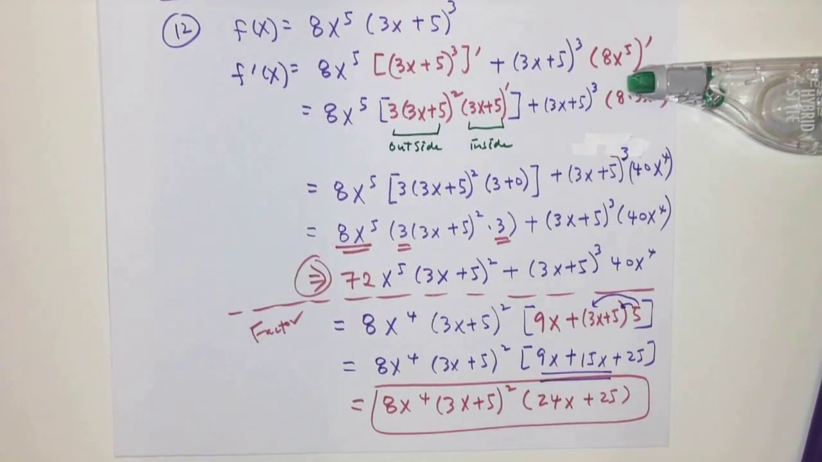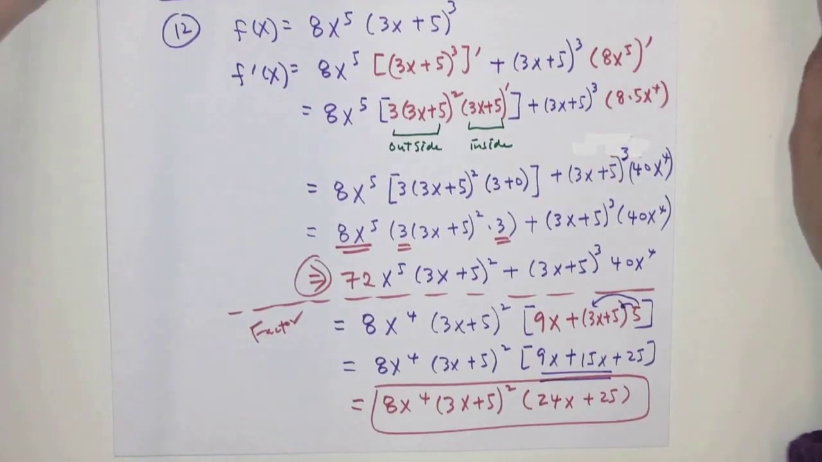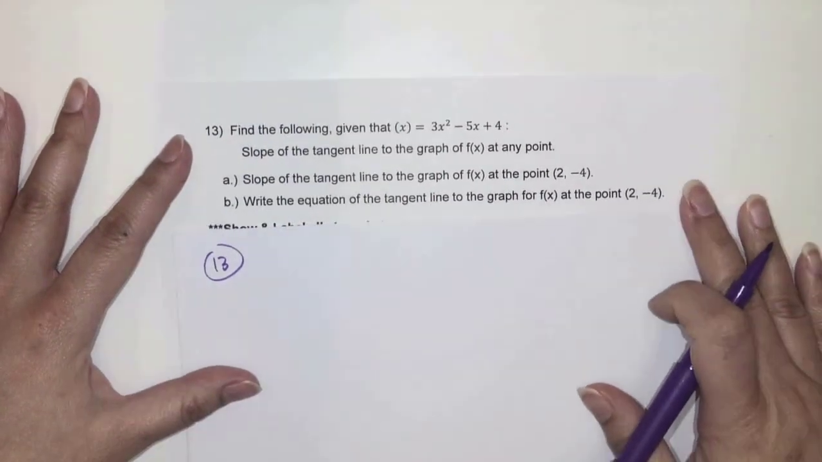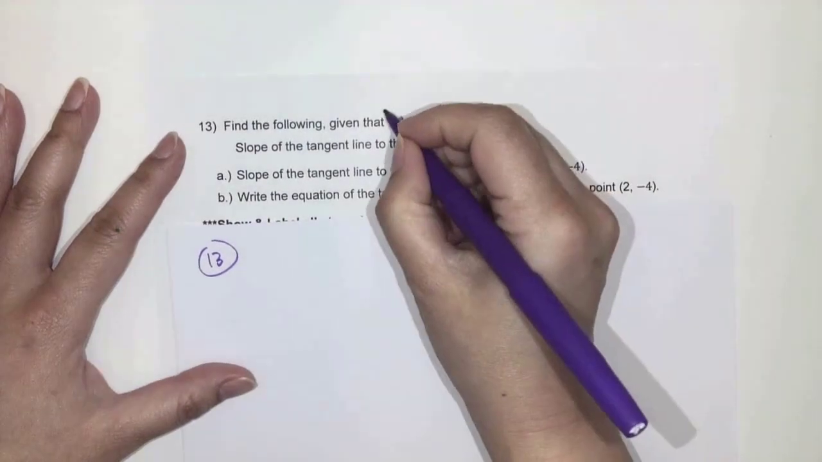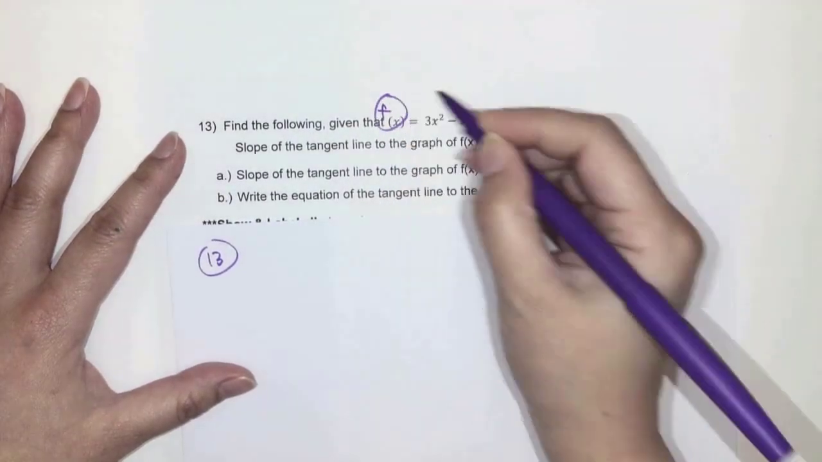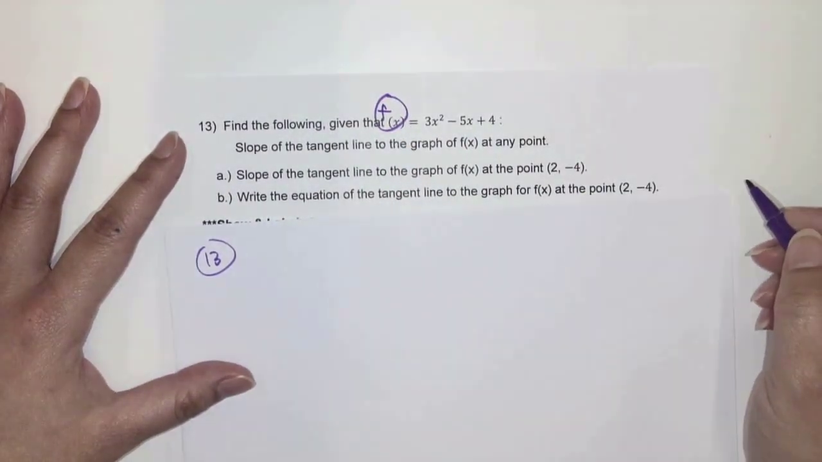Alright, so that's number 12. Let's move on to 13. Number 13, we have a function. Oh, I'm sorry, this is supposed to be f of x. It's going to be 3x squared minus 5x plus 4.